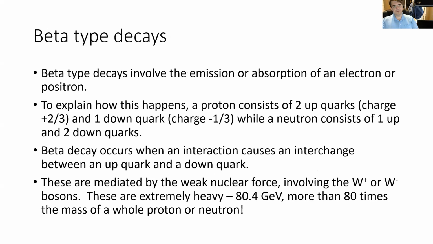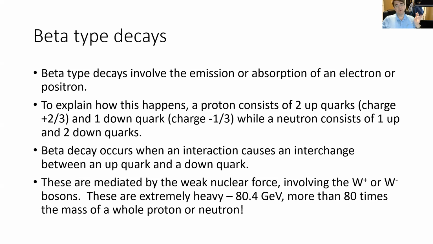To understand what's going on, we have to understand the composition of protons and neutrons. We said that they were comprised of quarks. A proton is 2 up quarks, each with a positive 2/3 charge, and a down quark with a negative 1/3 charge. And a neutron is 1 up and 2 down, and you can check that those both give you the right total amount of charge. A proton is +1, a neutron is 0.